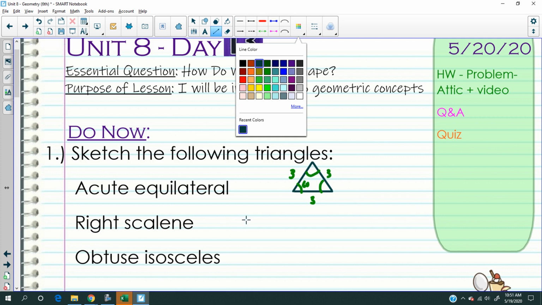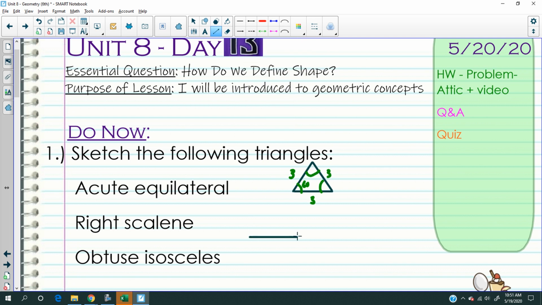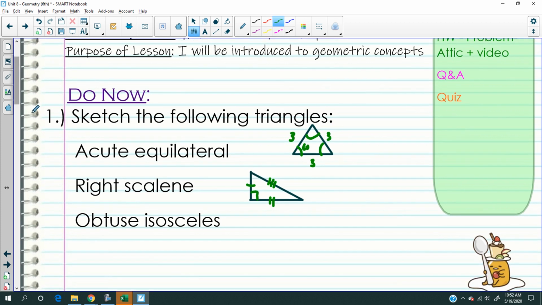Right scalene, so it's a right triangle. Scalene means all three sides are different. So something like this, perhaps. Okay, so the right angle is here. And then the three sides are different. How do you show that the three sides are different? Yeah, all three sides have different number of slashes, like that. And if you want to use numbers like 3, 4, 5, that's up to you. Okay. All right. What else?